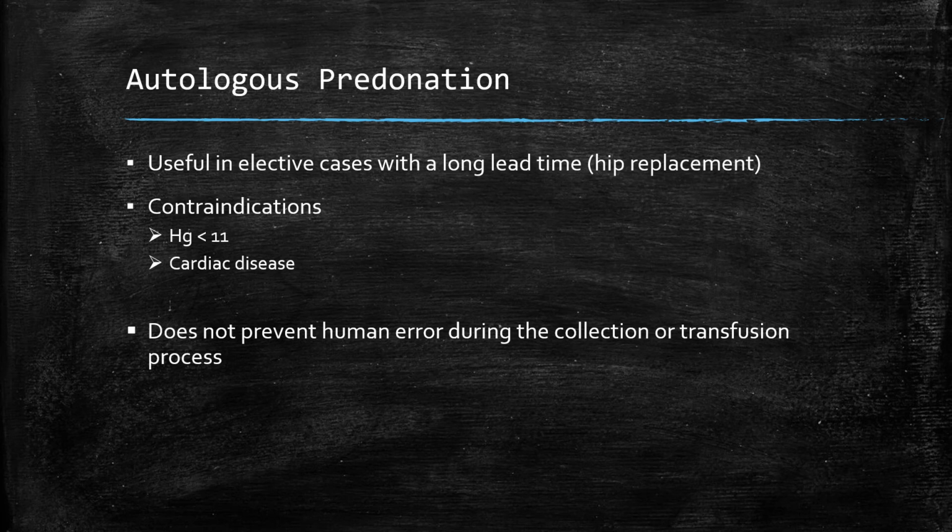There are some contraindications to pre-donating blood. You need to have a reasonable hemoglobin, which here is defined as greater than 11, and you can't have any significant cardiac disease. It is really important to remember that the pre-donation process does not eliminate the human error that might occur during the collection or transfusion process.